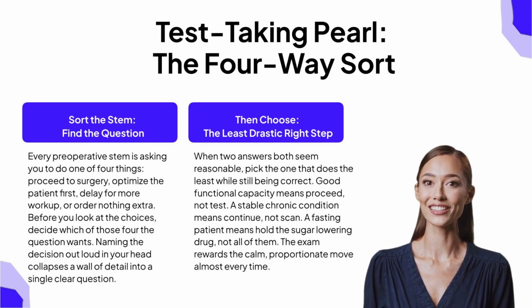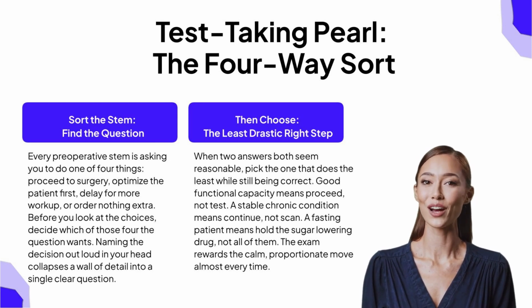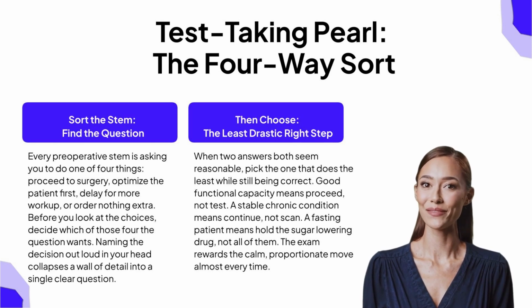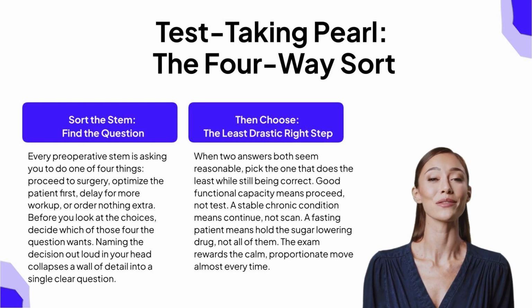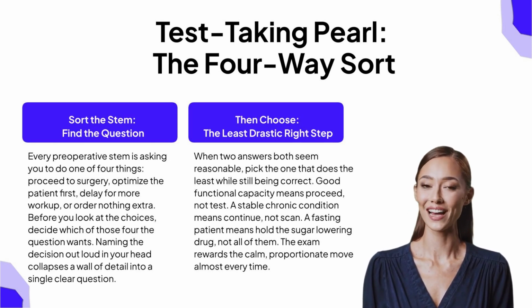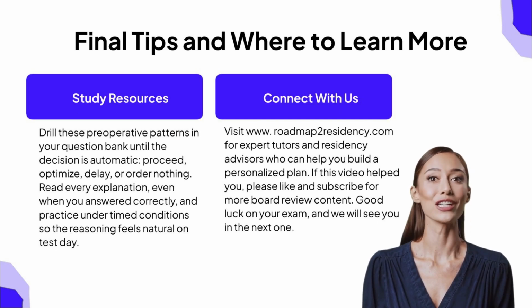Second, choose the least drastic step that is still correct. When 2 answers both look reasonable, the exam almost always rewards the calmer, more proportionate move. Good functional capacity means proceed, not test. A stable chronic lung condition means continue, not scan. A fasting diabetic patient means hold the sugar-lowering drug, not every medicine. If you sort the stem and then reach for the least drastic correct action, you will get the great majority of these questions right. That wraps up our review of preoperative evaluation for Step 3.